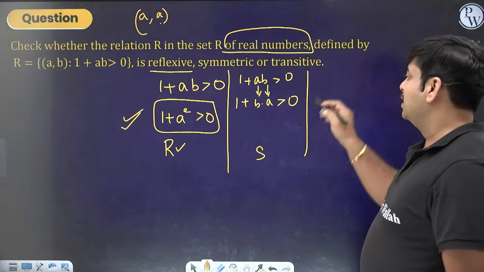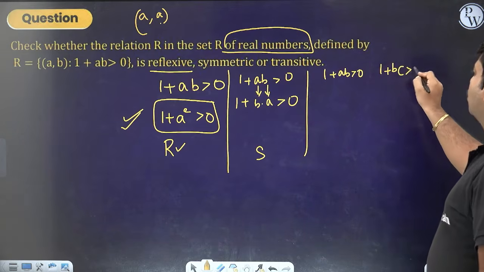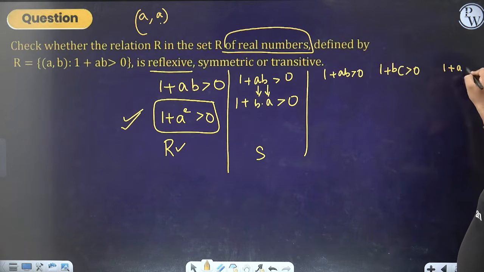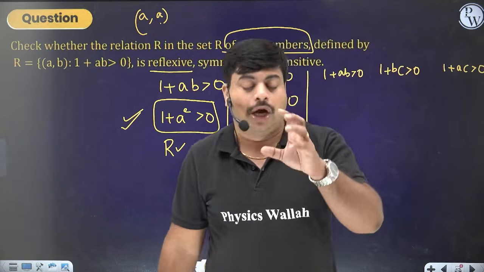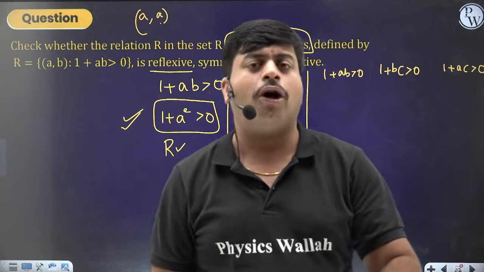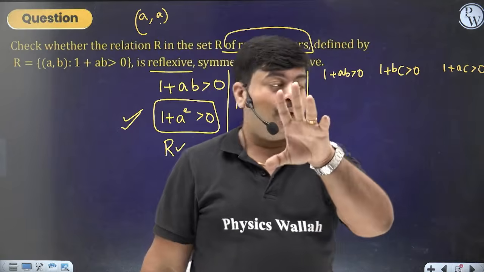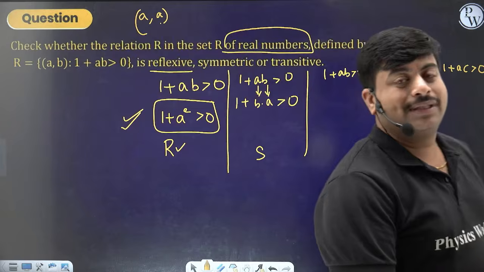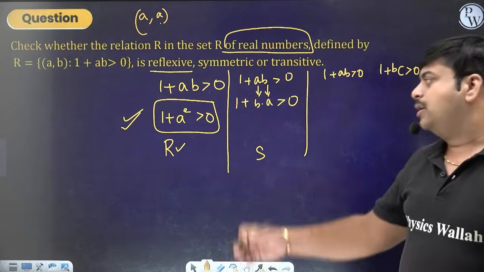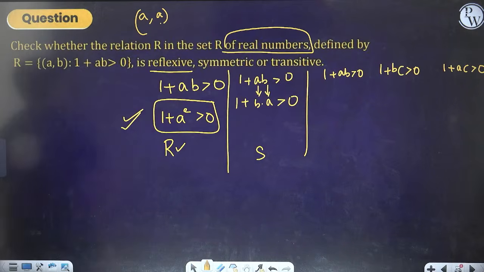Transitive, you need to go for transitive. If 1 plus AB is greater than 0 and 1 plus BC is greater than 0, then you need to check whether 1 plus AC is greater than 0 or not. People, to counter or to say that it is false, one example is enough. But if you want to say it is true, it should be true always. That you need to prove. But if you want to say that it is not correct all the time, just one example is enough. So think how you want to give me the answer for this. Do it fast.